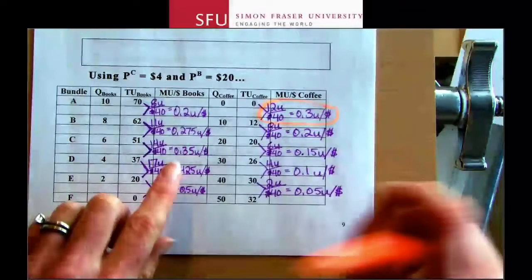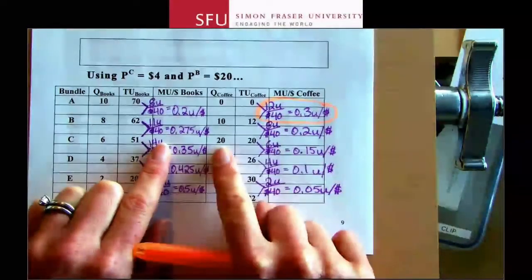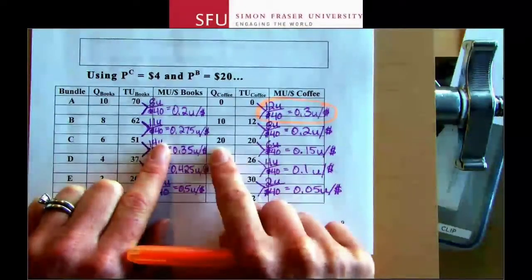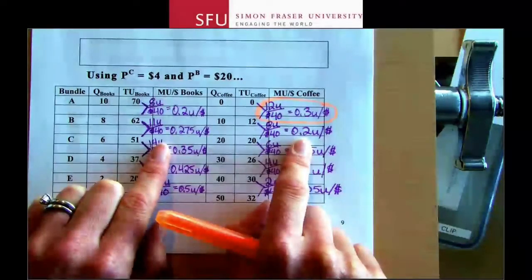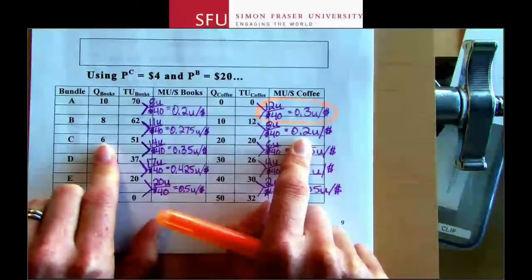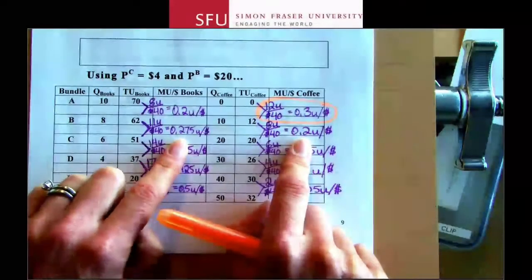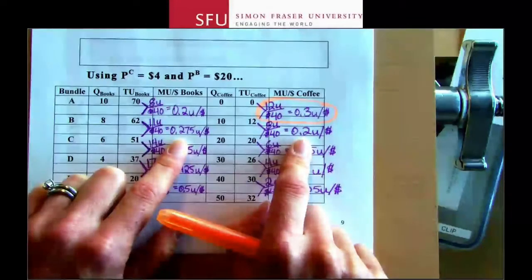Okay. But you would not buy any more cups of coffee because the next 10 cups of coffee only give you 0.2 units of utility per dollar. And to get them, you'd have to give up 2 more books, and you'd have to give up 0.275 units of utility per dollar. So you wouldn't do that. That would make you worse off.